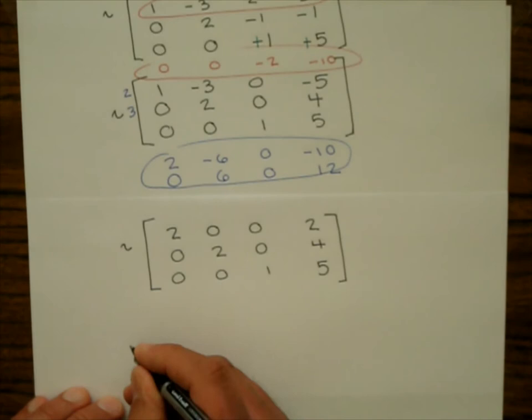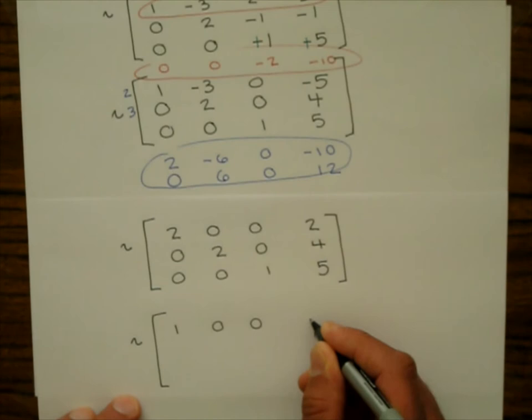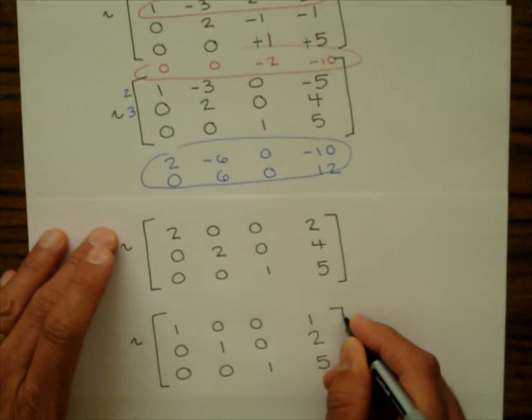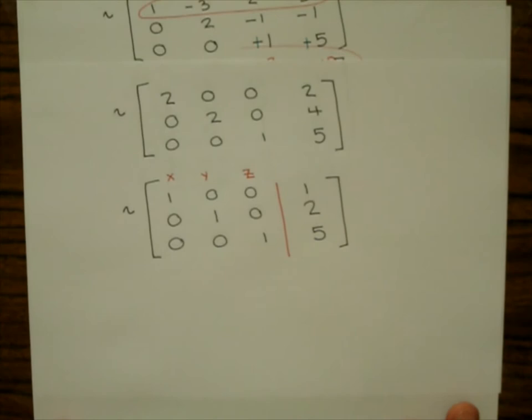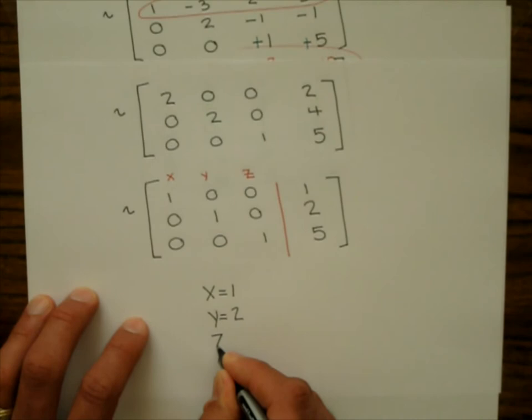I'm going to go ahead and scale down row 1 and 2. So row 1 is going to be 1, 0, 0, 1. And row 2 is going to be 0, 1, 0, 2. Row 3, we'll just leave the way it is. I'm going to go ahead and put my red line here, remembering that this is X, this is Y, this is Z. And so when I finish this off, my first equation says x equals 1, my second equation says y equals 2, and my third equation says z equals 5. And that's what I get.